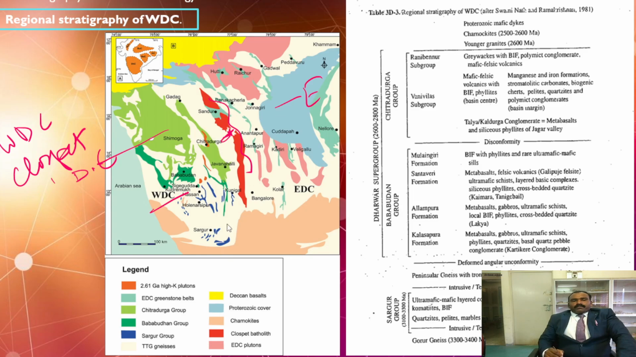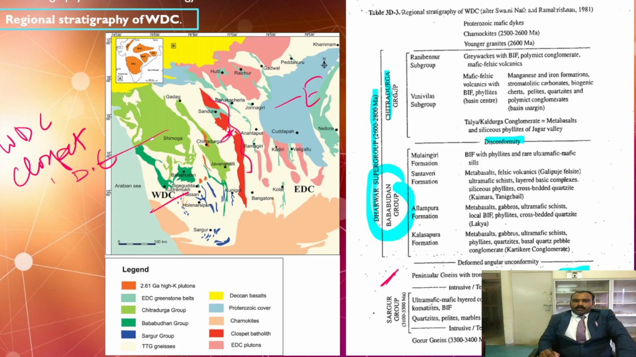The Dharwar craton has the most important exposures in two portions. First, the foundation or the base, which is known as the Sargur group, followed by the different Dharwarian supergroups, that is the Baba Budan group and the Chitradurga group. At the bottom we have the oldest rocks, more than 3000 million years old, followed by discontinuities which separate the Baba Budan group as the lower formation, followed by the Chitradurga group as the upper formation.